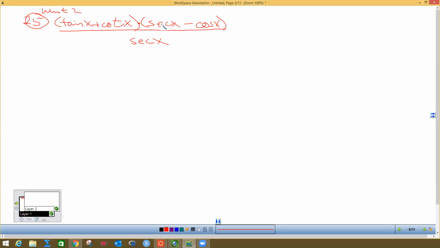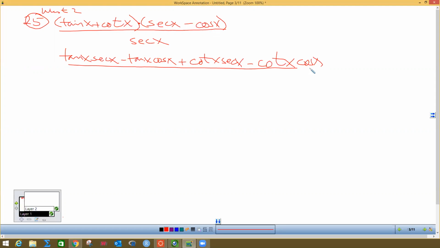So I'm going to take tangent times secant, which will be tangent x secant x. Then I'm going to take tangent times negative cosine, which is going to be negative tangent x cosine x. Then I'm going to take cotangent times secant, which would be a positive cotangent x secant x. And last, I'm going to take cotangent times negative cosine, which would be a negative cotangent x cosine x. And I have this whole thing over secant x.